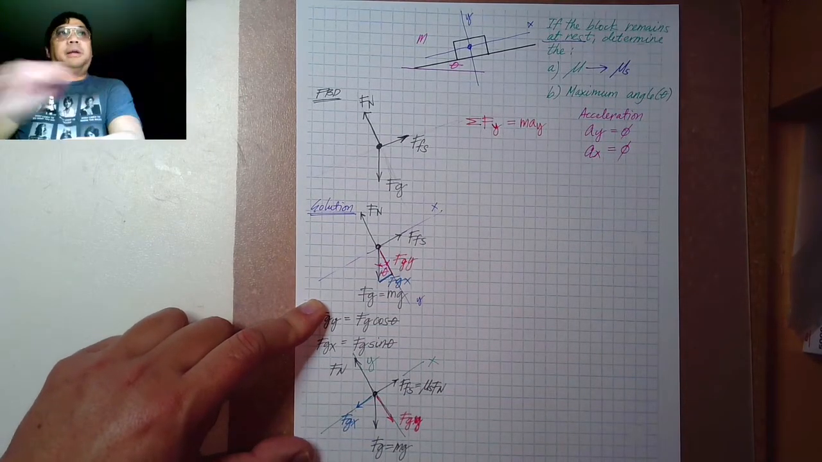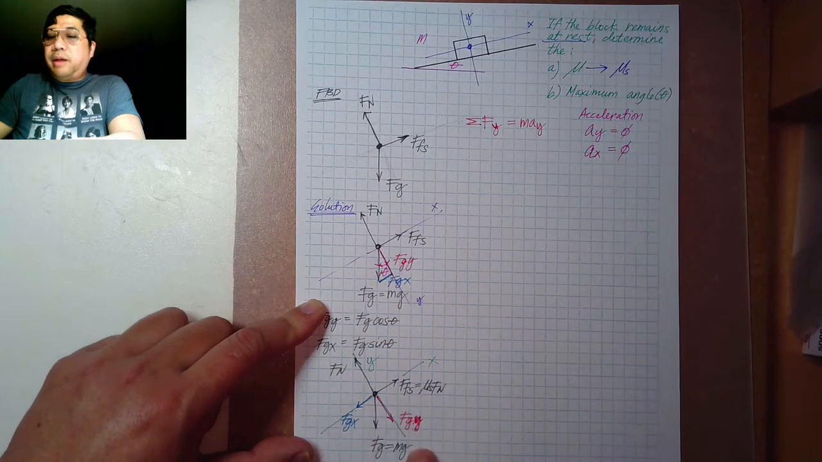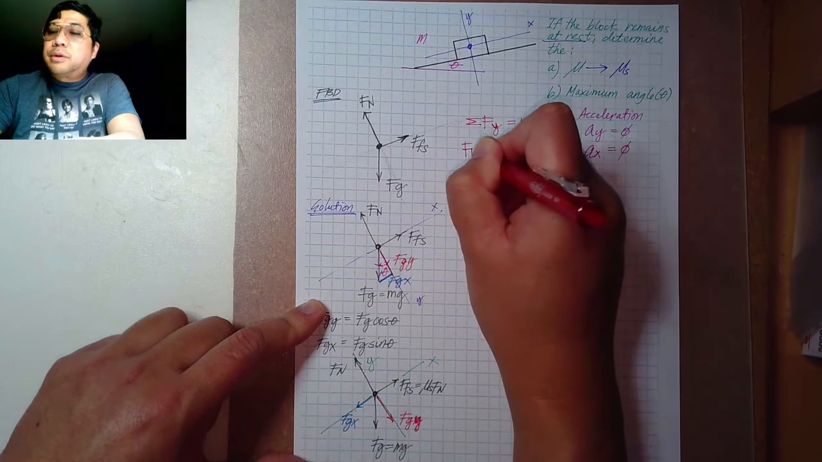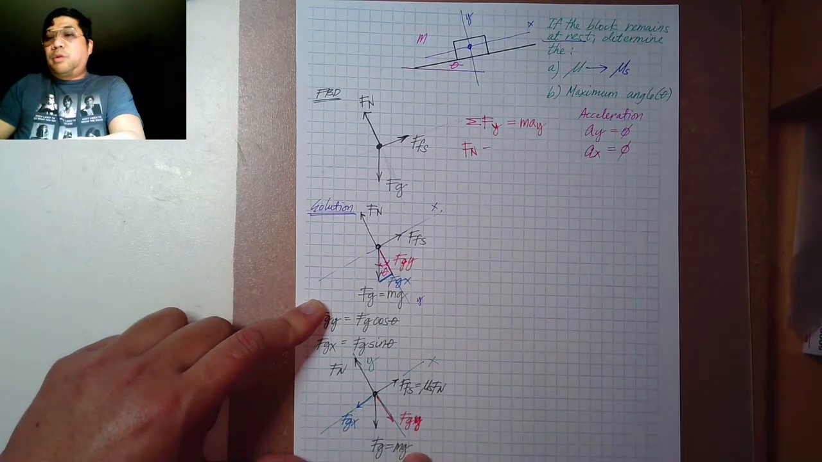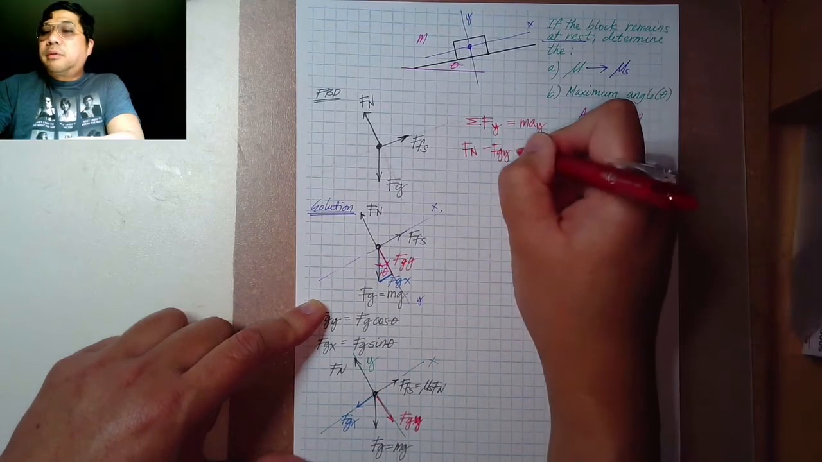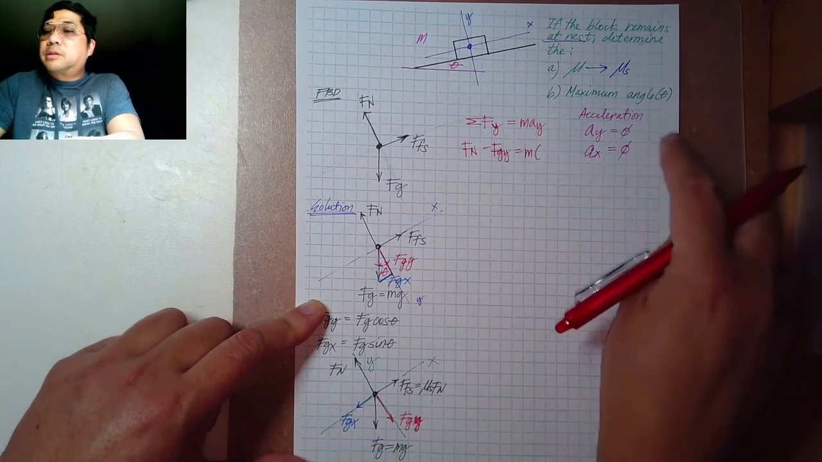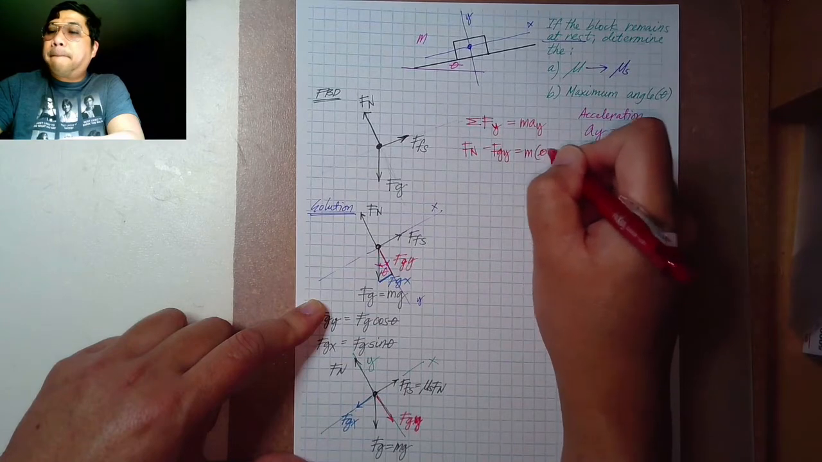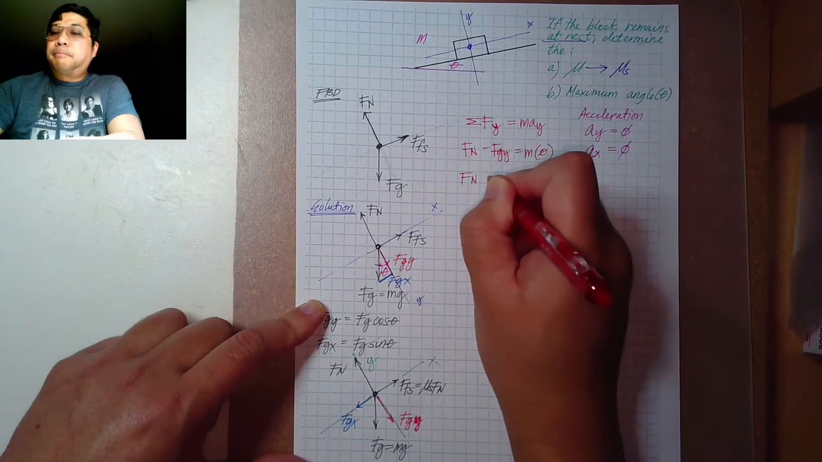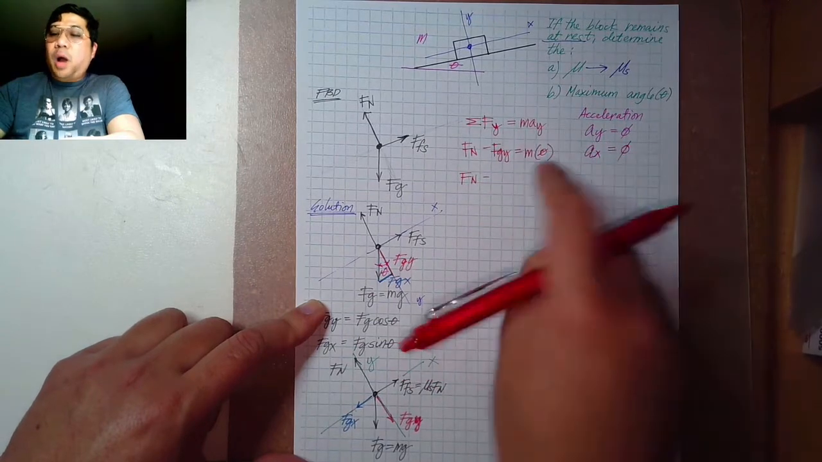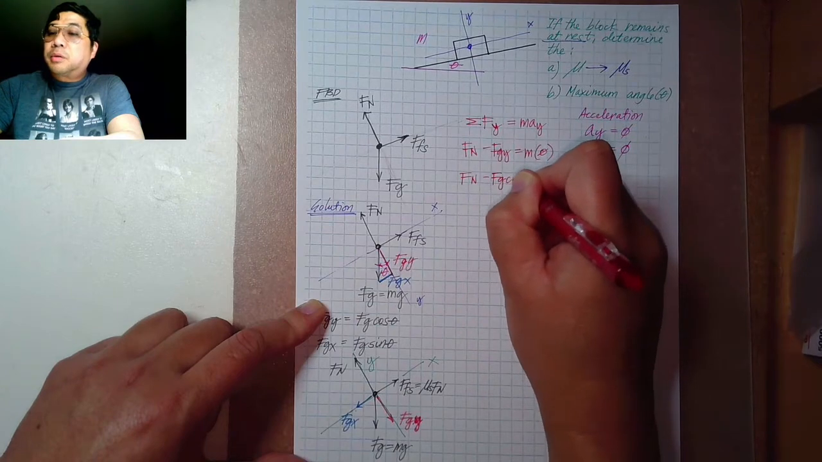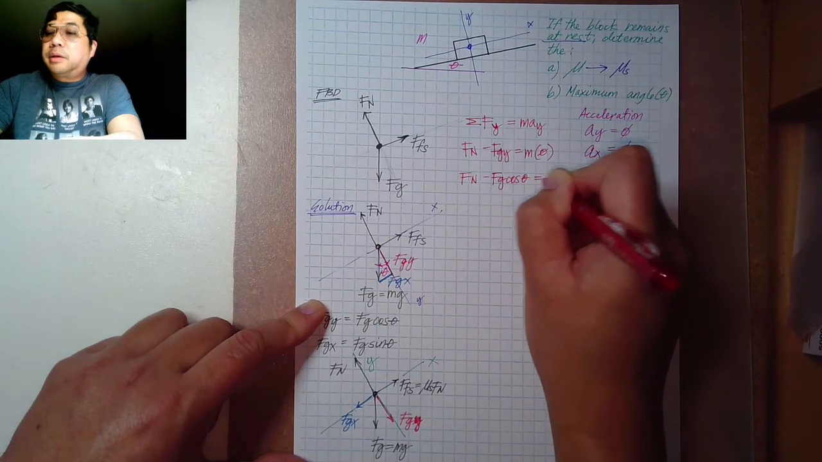By plugging in the information from our diagram, with positive going up, we have the normal force minus the force of gravity y, which is equivalent to mass times the acceleration, that is 0. So the normal force minus Fgy, which is Fg cosine theta, equals 0.